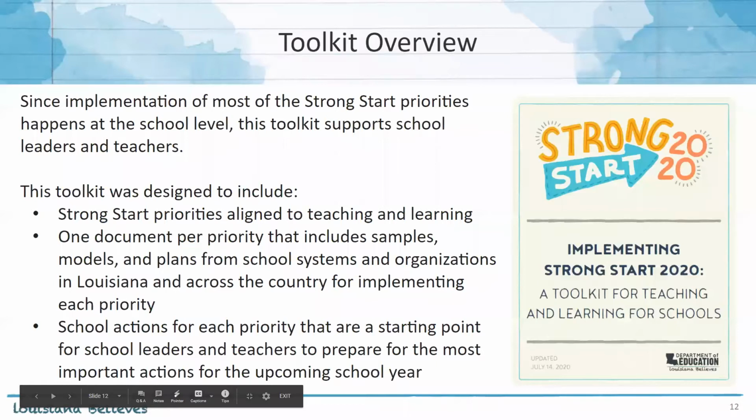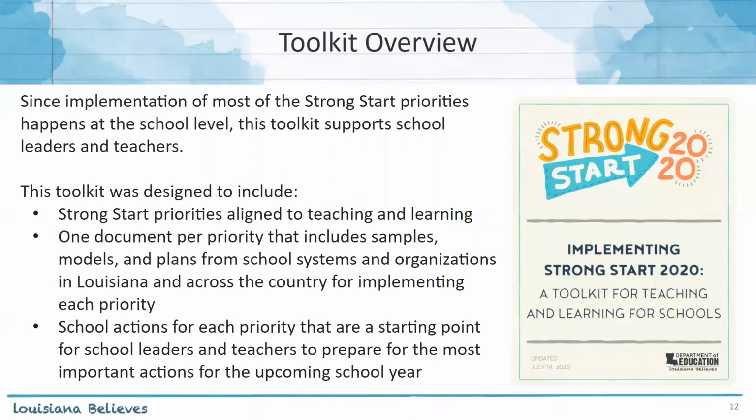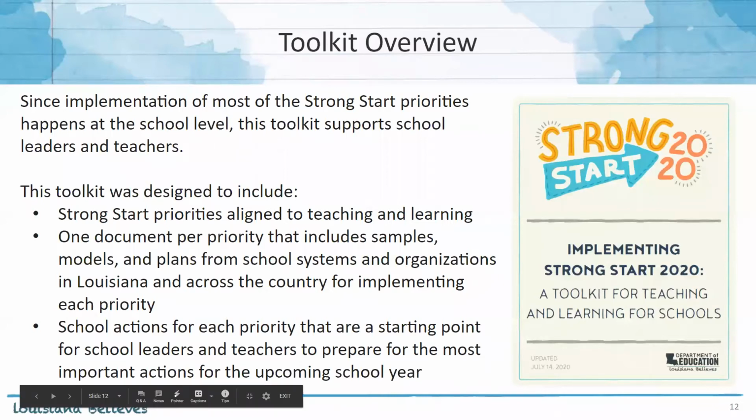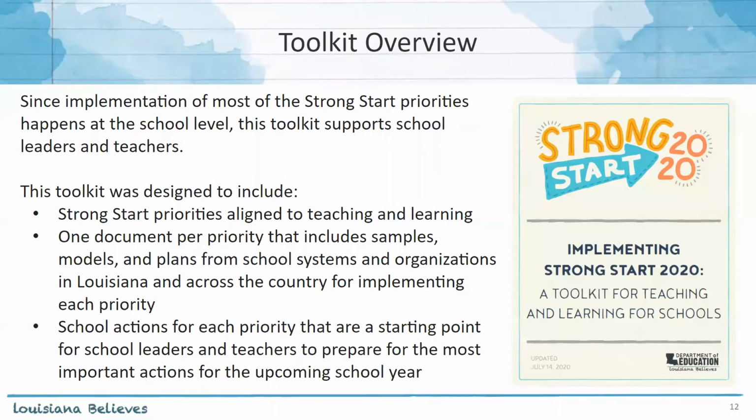It only focuses on the priorities that are aligned to teaching and learning. And this is really an action guide. So this is, what do these priorities look like in action at the school leader or teacher level? In the toolkit, of the priorities that are aligned to teaching and learning, there is one document that includes samples, models, and plans for how to implement these priorities.